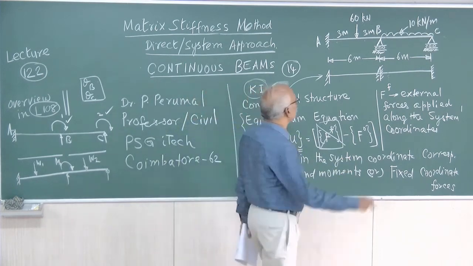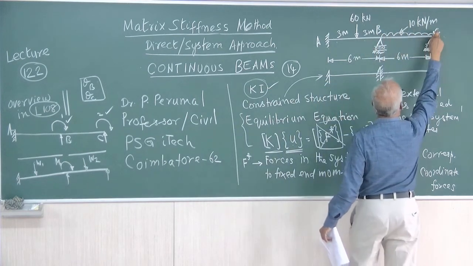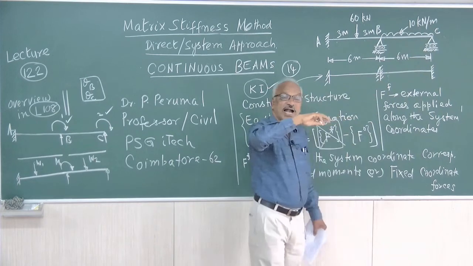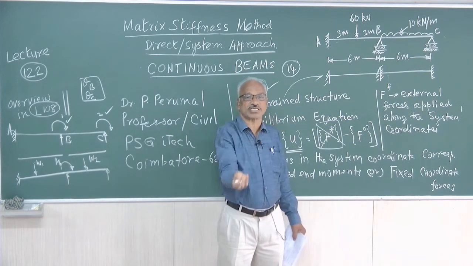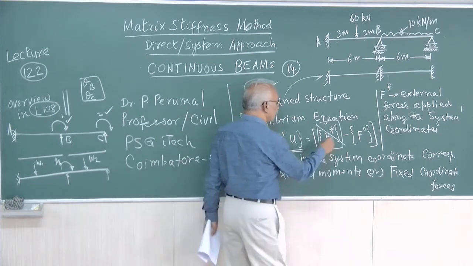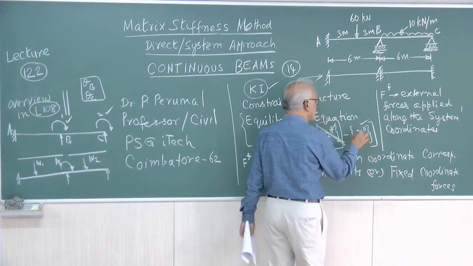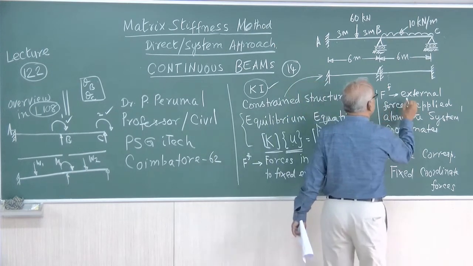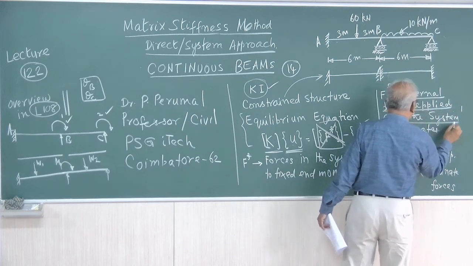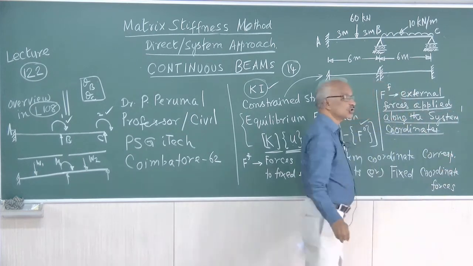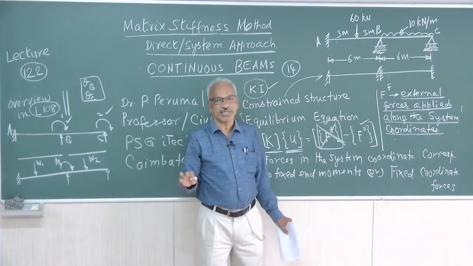Now, in this problem, theta B is one unknown, theta C is another unknown. So, at theta B, there is no external moment. At theta C, there is no external moment. Therefore, this term will not be there. F of F stands for external forces applied along the system coordinates. So, if there is no external force along the system coordinates, that value will be 0.